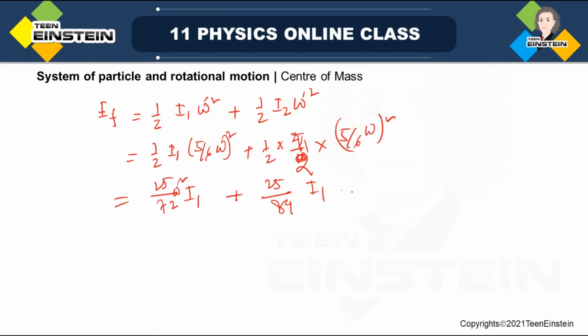Now if you add these two, you'll get EF. Anyway, 25 will be common, I1 will be common, so 25 I1 divided by 72, we can just take a common factor.